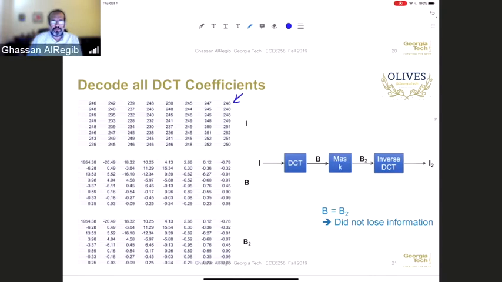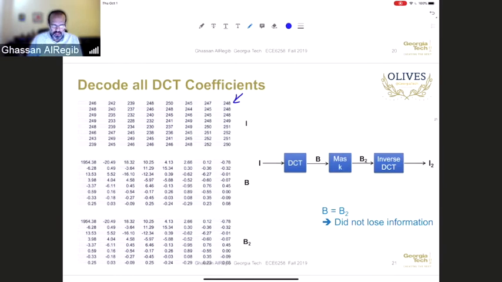Now, we'll have another example where I have another block that was taken from an area that is not as uniform as this one. And we'll see basically what the impact is when we do masking.